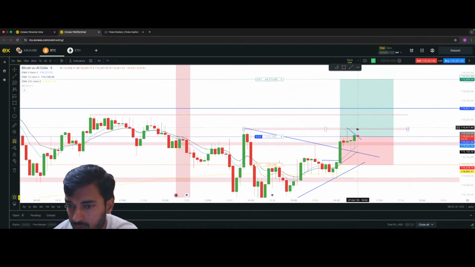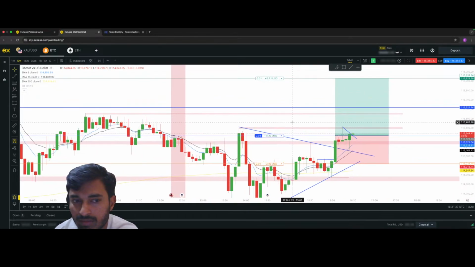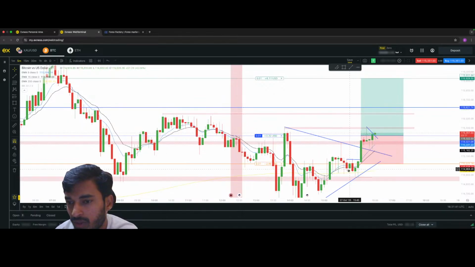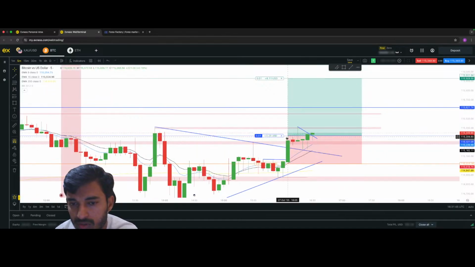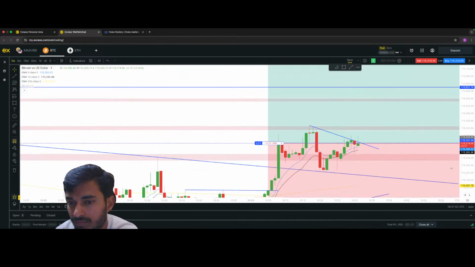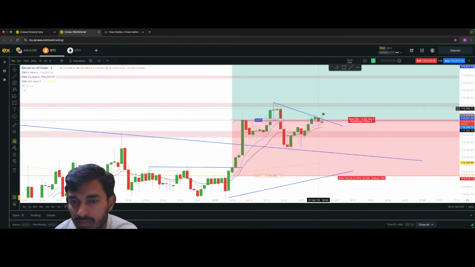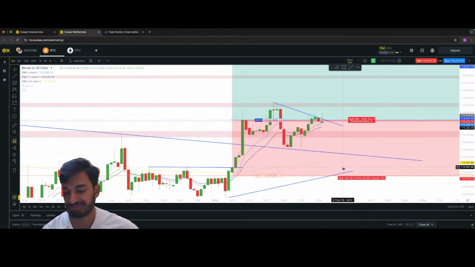If this closes above this, then it can go up, because here there is a resistance, right? And next is over here. If I get 1:1, I'll move this stop loss to cost, but my target is here. In 1 minute you are getting selling pressure.